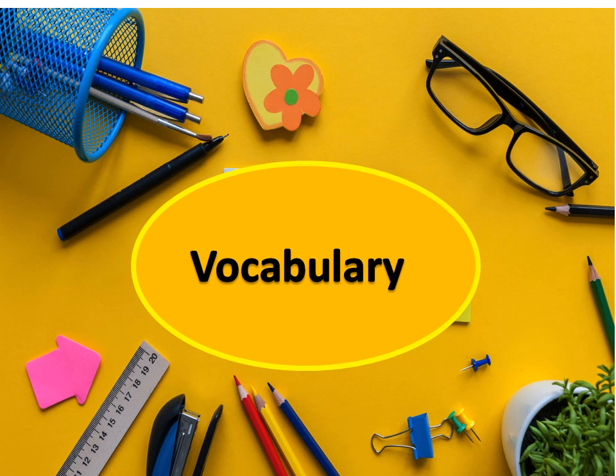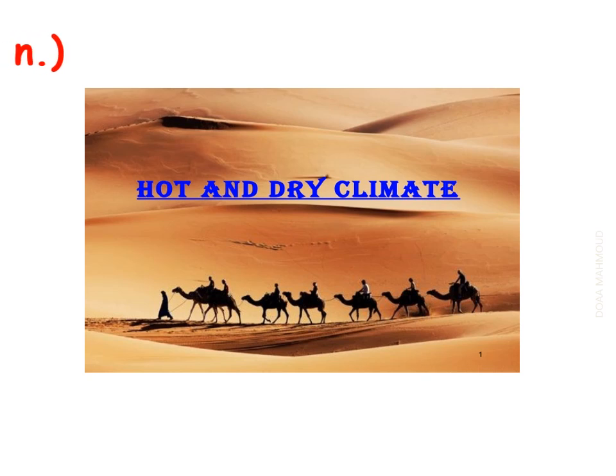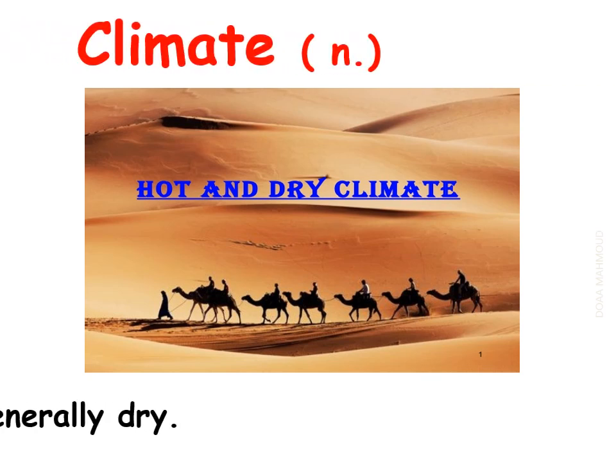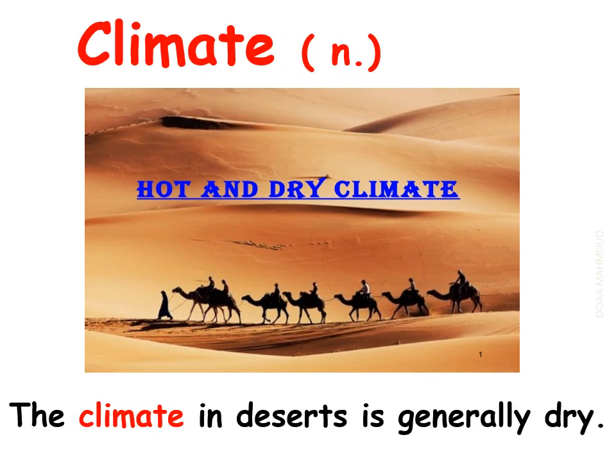Now let's talk about our vocabulary in Unit 3. The first word we have is climate. Climate. Repeat after me. Climate. For example, the climate in deserts is generally dry.